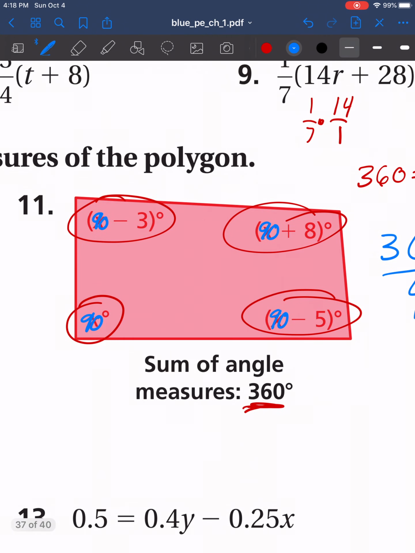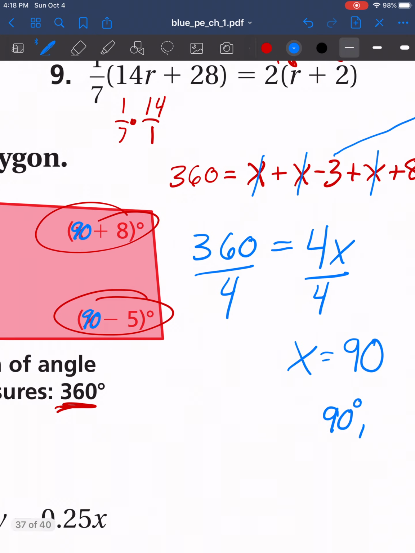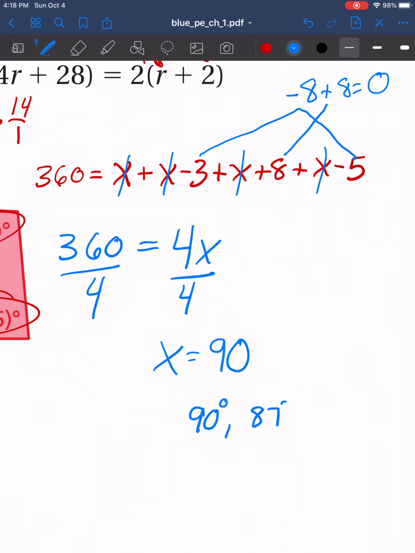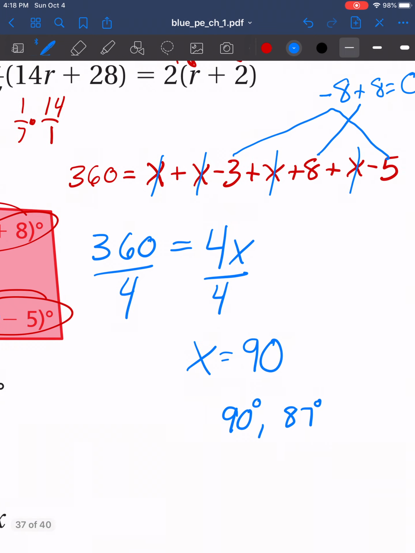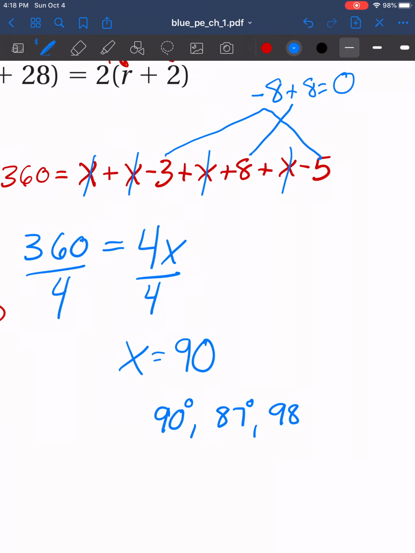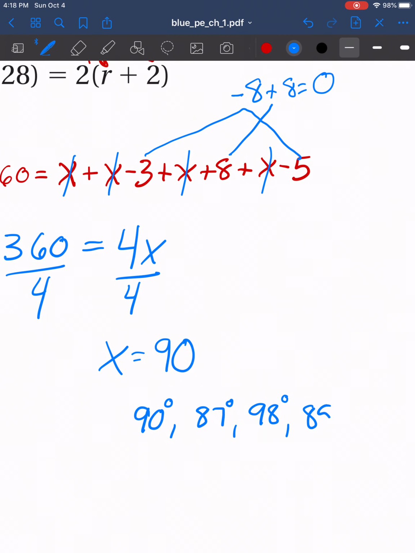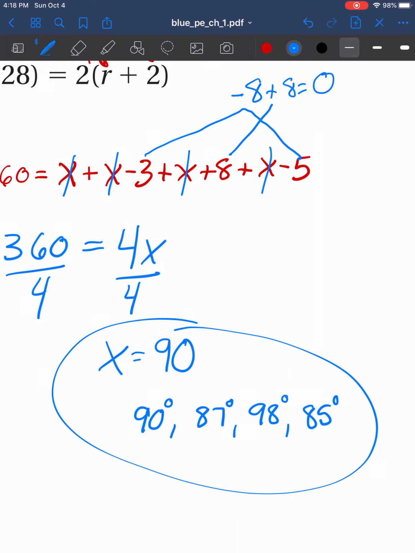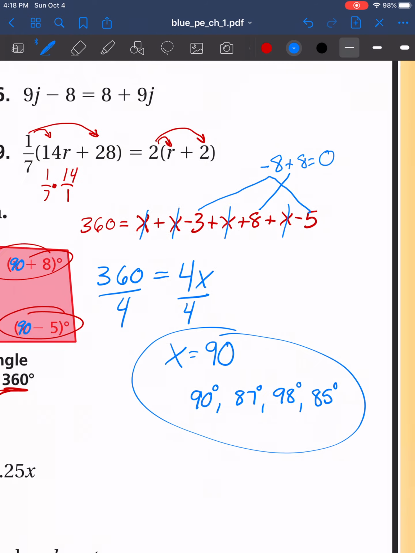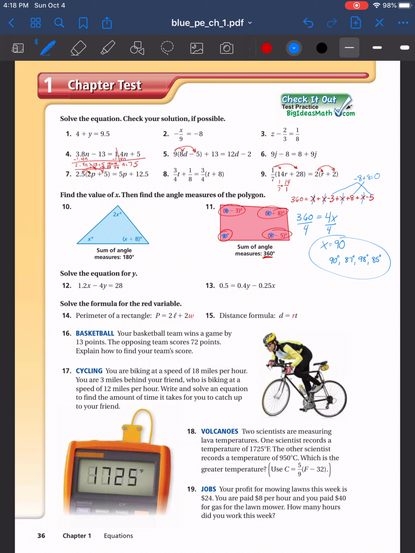Now this one is 90 minus 3, so it would be 89. The next one is 90 plus 8, which is 98. And then the last one is 90 minus 5, which is 85. So your answer has 2 parts. You have to tell me what x equals, and then you have to find the degrees for each corner. Now, for number 10, you would do the same thing, except they equal 180, okay?